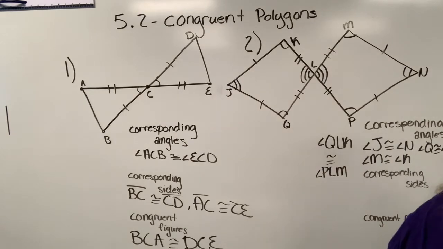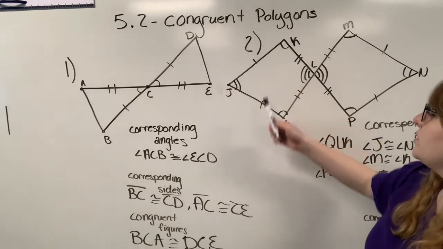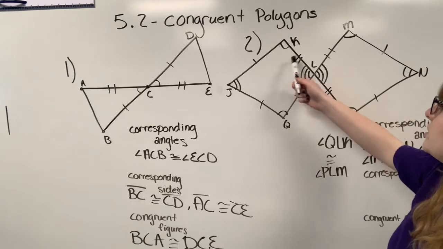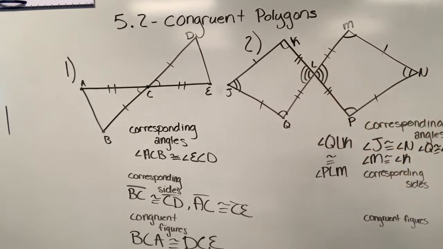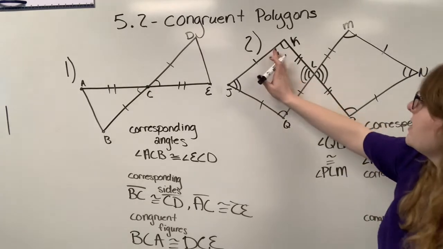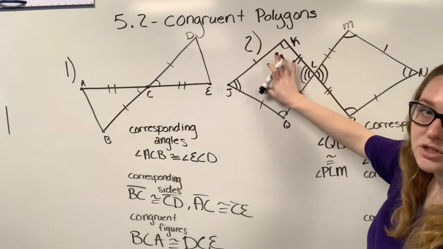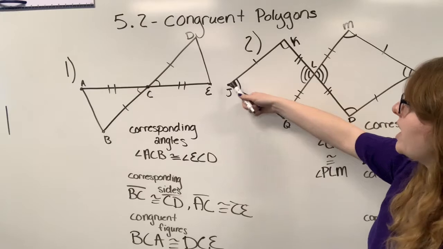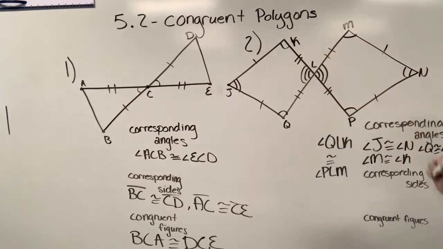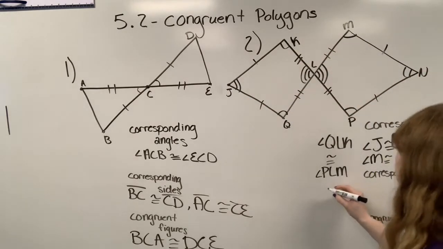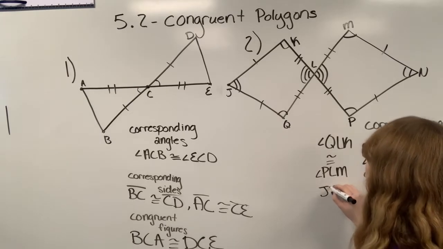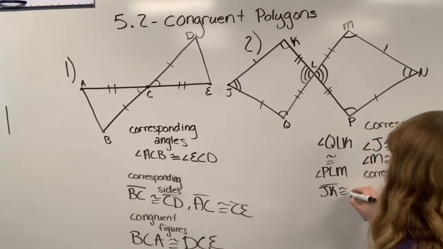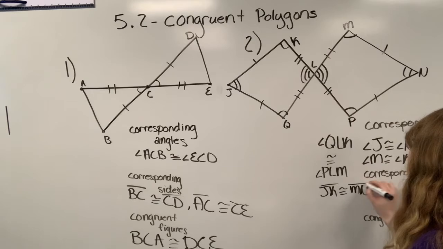Now we can move on to corresponding sides. So we have 2 with tick marks and we have 2 with 2 tick marks. All right, so I'm just going to say that this is a reflection, that we took this shape and we flipped it over this point L. So J to K matches up with M to N. Okay, so our first corresponding side, I'm going to write that. JK is congruent to MN.